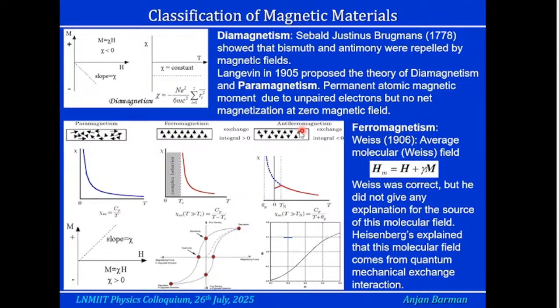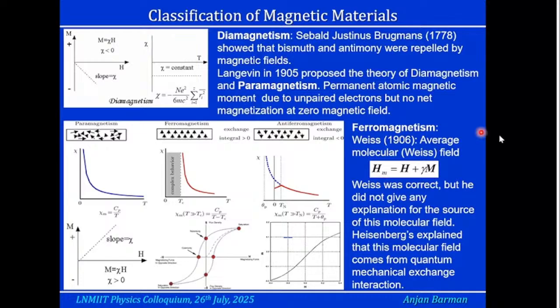And also there is something called antiferromagnetism, where the moments are anti-parallel and equal. So there is no net magnetic moment. Here the exchange integral is less than 0. Whereas for ferromagnetism, I will show what the exchange integral is, it is greater than 0. Here you have a Néel temperature, and below the Néel temperature the susceptibility goes down like that. It also follows a sort of Curie-Weiss law, but instead of a Curie temperature, you have a Néel temperature.